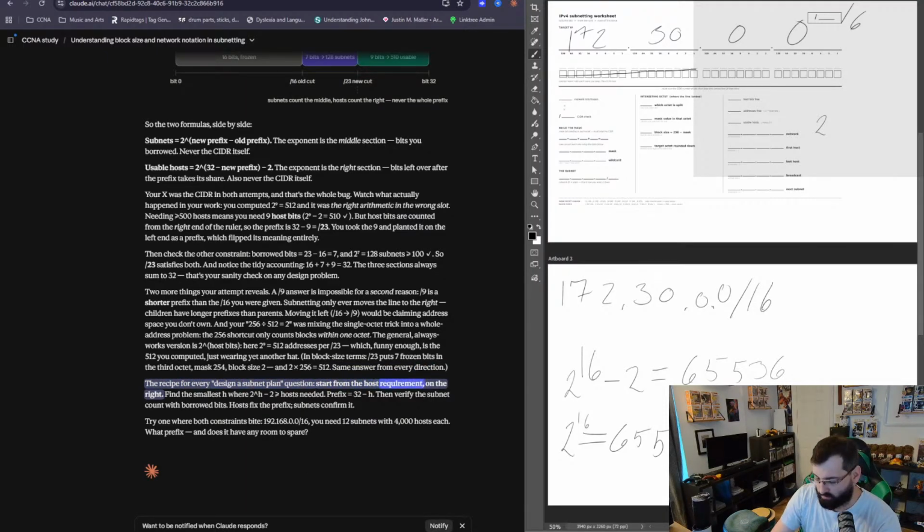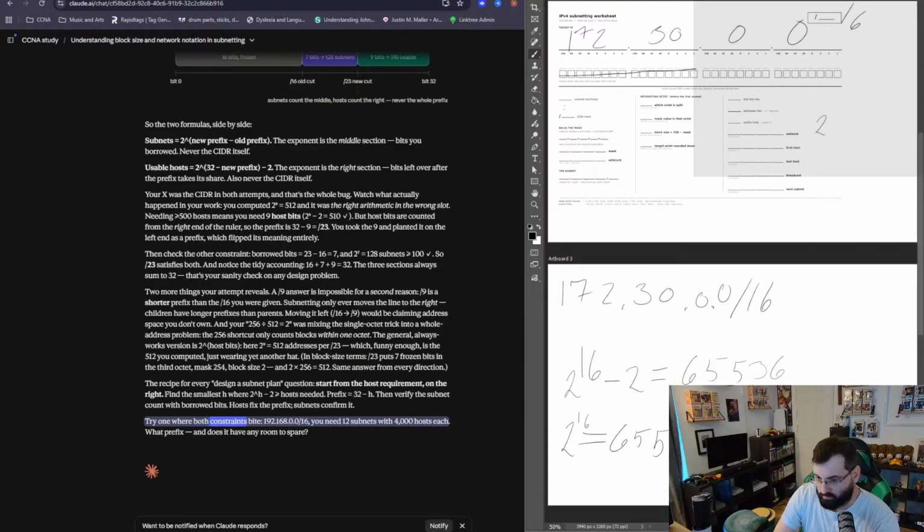The recipe for every design-a-subnet-plan question: start from the host requirement on the right. Find the smallest h where 2 to the power of h minus 2 is greater than or equal to hosts needed. Prefix equal to 32 minus h. Then verify the subnet count with borrowed bits. Hosts fix the prefix. Subnets confirm it.